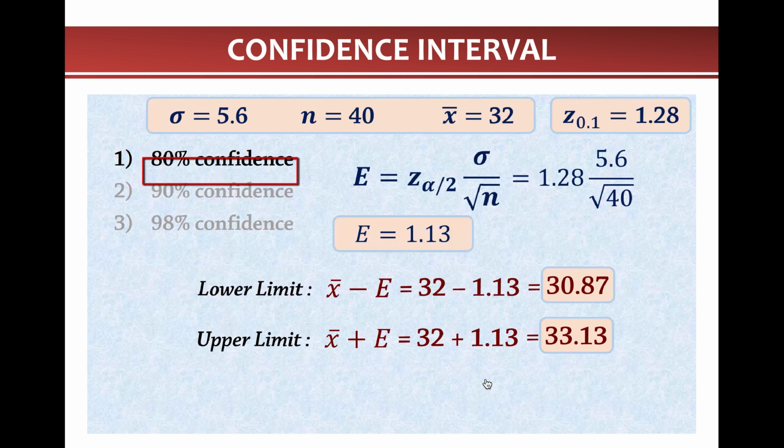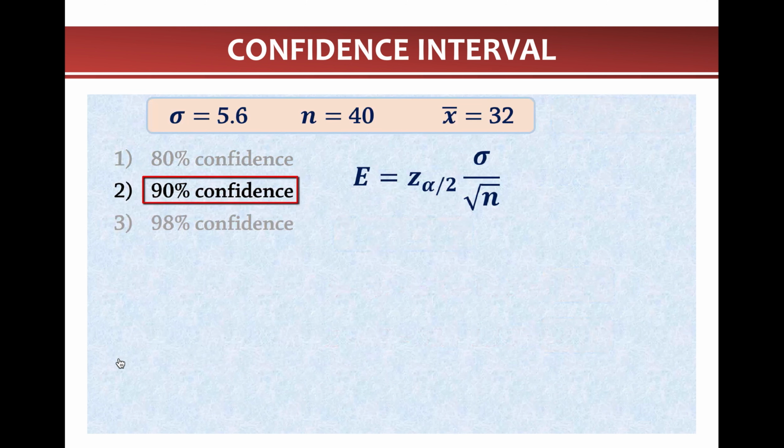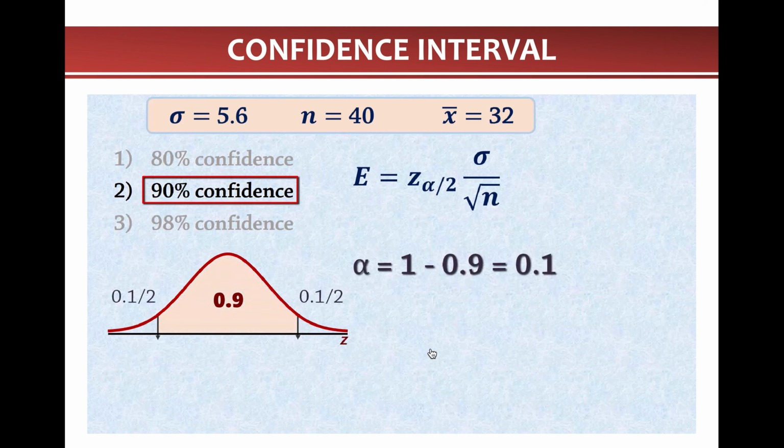Hold on. With 90%. Okay, please take note. How do I click on this? Confidence alpha is 0.1. So we have. Where is the thing?